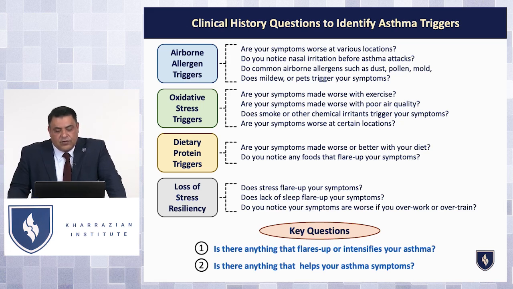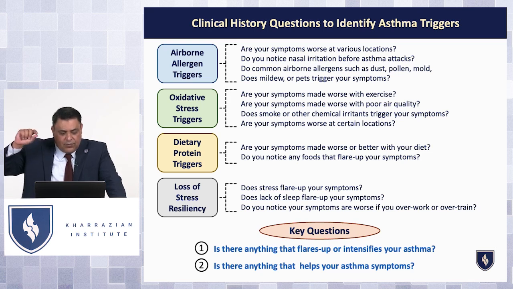Okay. Key questions you should always ask when you're working up your asthma patients as you're trying to find out mechanisms to go after. Is there anything that flares up or intensifies your asthma? Those are always clues of what mechanisms are involved and also what they need to reduce as they're trying to recover. And is there anything that helps your asthma symptoms? So those two can immediately start to help you draw out a plan.